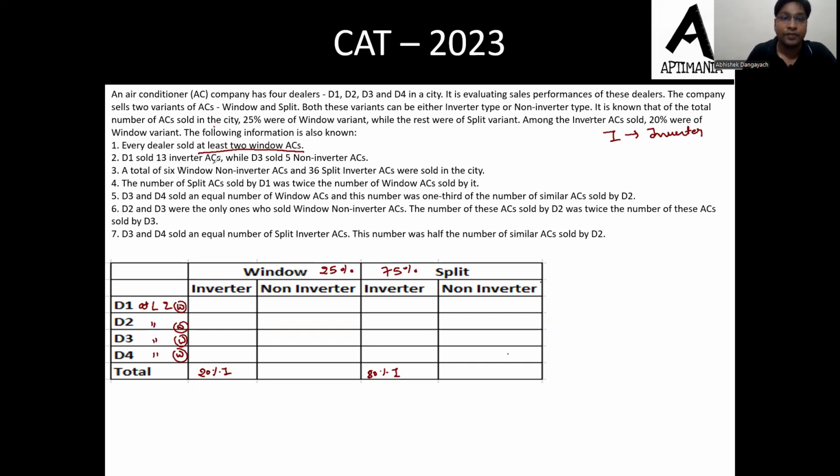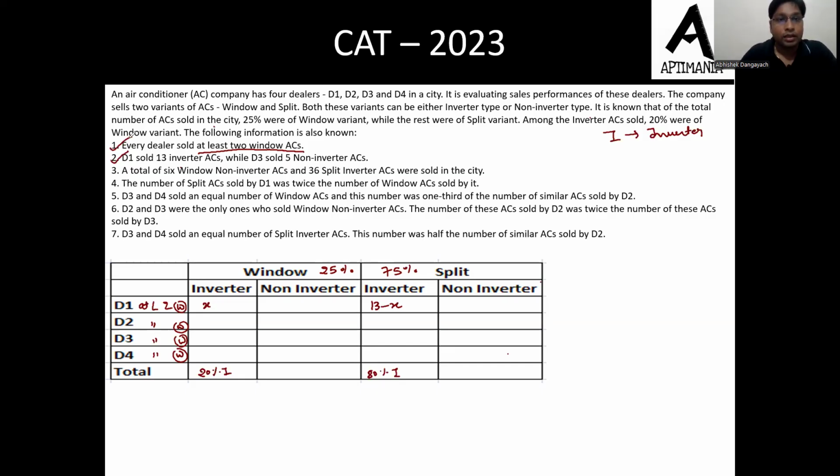D1 sold 13 inverter ACs. Now see, D1's total inverter sale is 13, right? So let us assume X is the number of window type. Out of 13 inverter ACs sold, X were of window type, so the remaining 13 minus X must be split inverter. So here we are introducing variables which we will solve later, right? We have used this information as well.